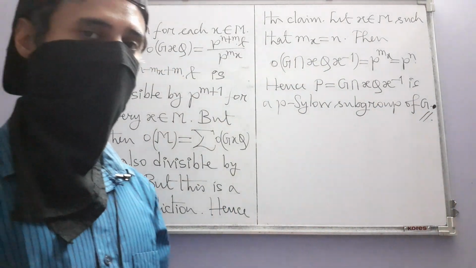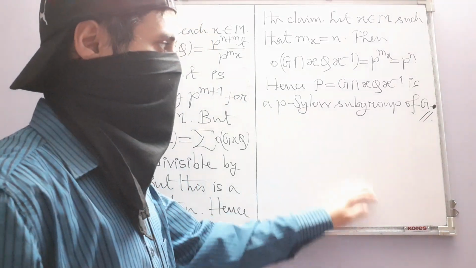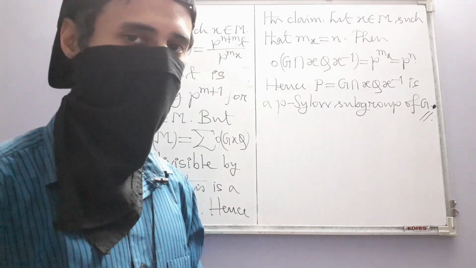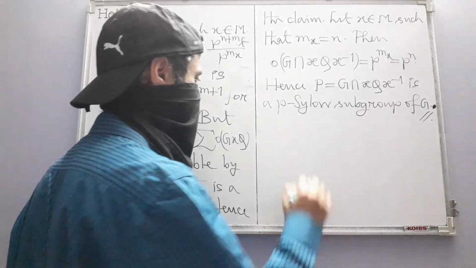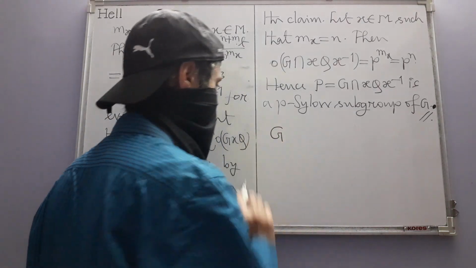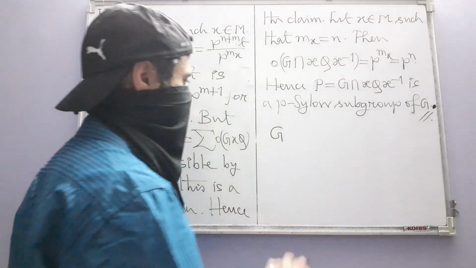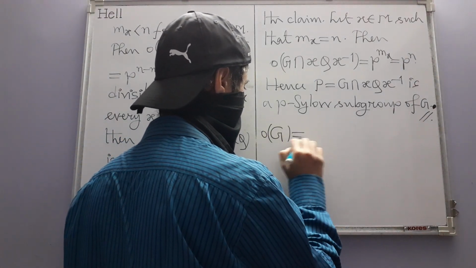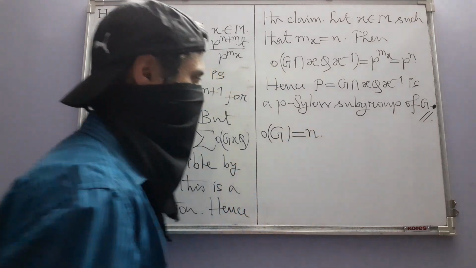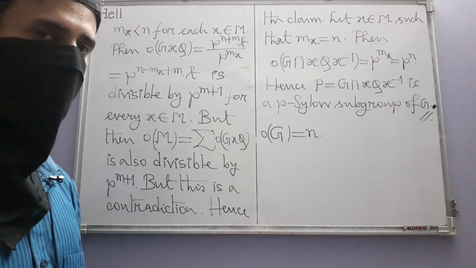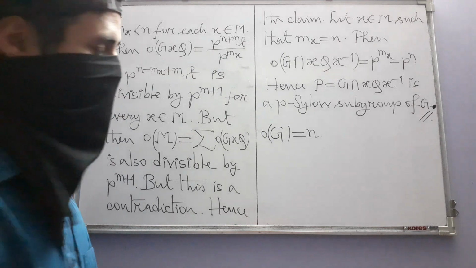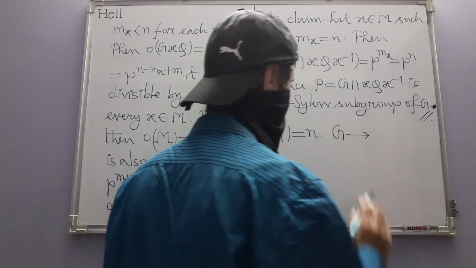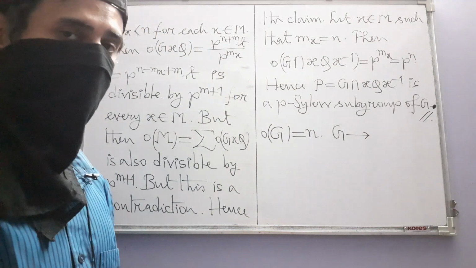Now we have all the ingredients to finally complete this third proof of Sylow's theorem in just a few lines, like this. Suppose G is a finite group. Say its order is n. Then by Cayley's theorem, G can be isomorphically embedded in Sn.